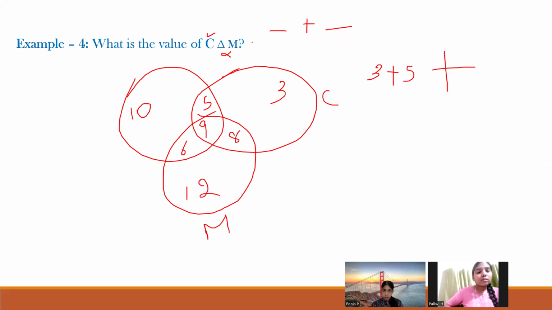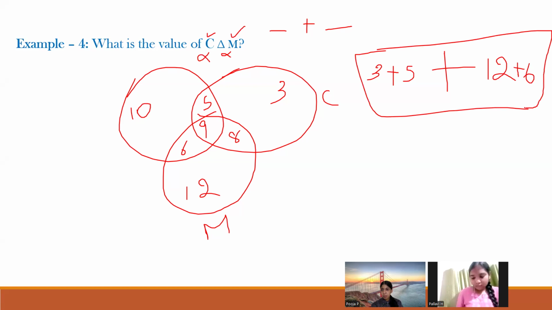Now M difference C, that is those who drink milk but not coffee. So 12, yes, it is a part of it. Next, 6, yes, it is also a part. 8, no, because it's a part of coffee. 9, no, because it is a part of coffee. So this will be your answer. So tell me what is the answer? 26, ma'am. Correct. So the answer is 26. Fine. Clear with this sum?